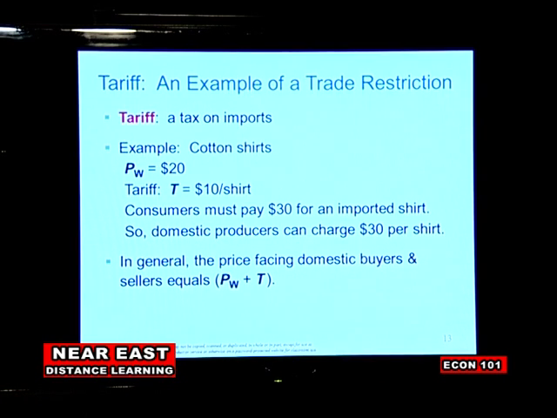A tariff is an example of a trade restriction. A tariff is a tax on imports. Example, cotton shirts: the world price equals $20, and the tariff equals $10 per shirt. So consumers must pay $30 for an imported shirt, and domestic producers can charge $30 per shirt. In general, the price facing domestic buyers and sellers equals the world price plus the tariff.